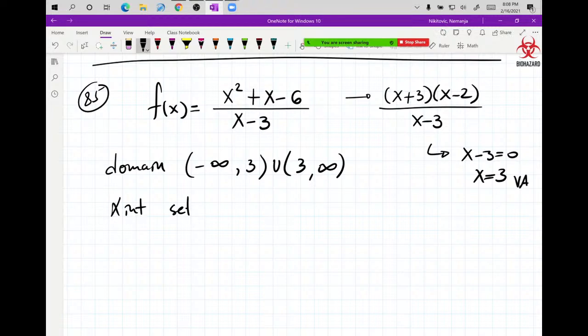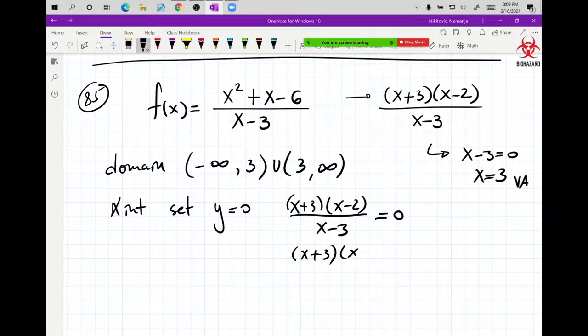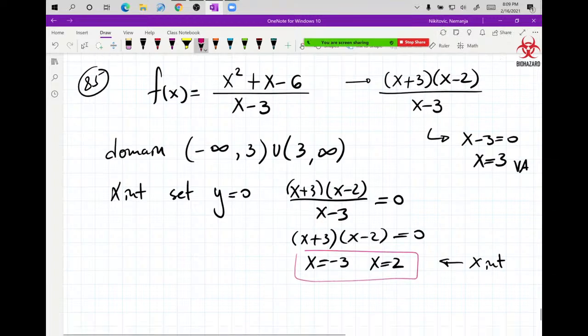X-intercept, set y equal to 0. So that's going to be our problem, x plus 3, x minus 2 over x minus 3 equal to 0. Cross multiply, x minus 3 will die. And x is negative 3 and x is positive 2. So we do have two x-intercepts. That's an important piece of information. Let's highlight it.